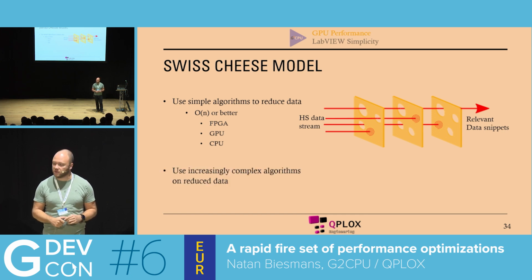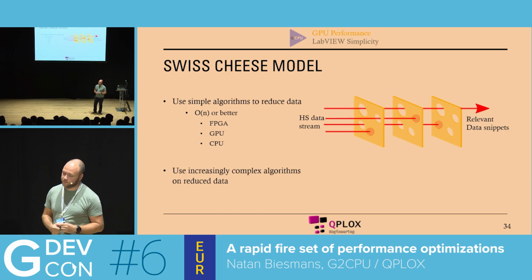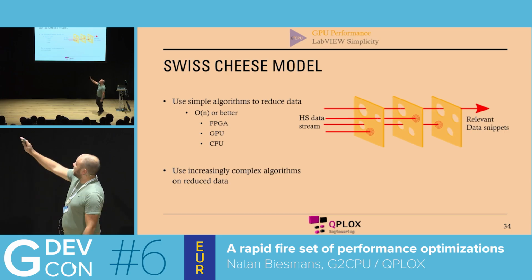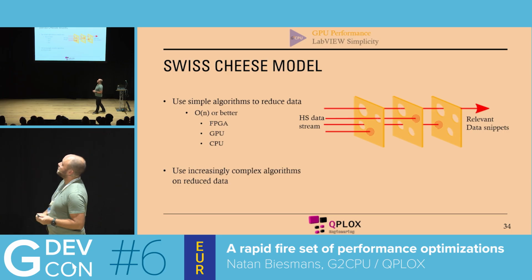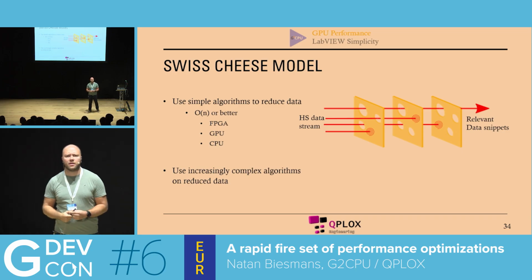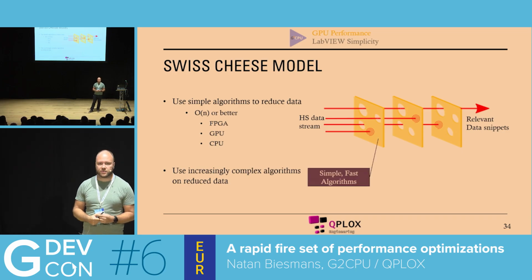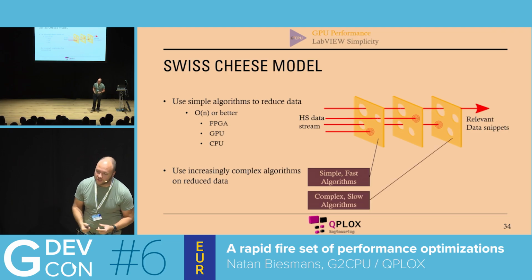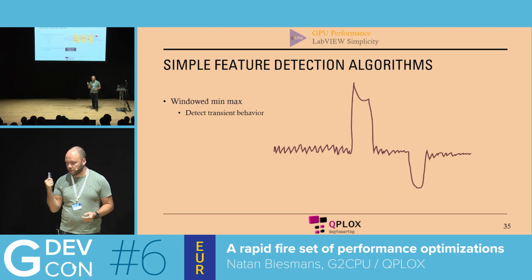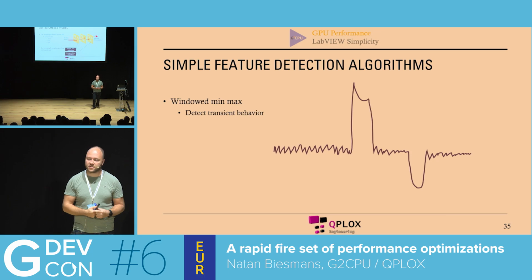And then as we go, we can use more complex, more expensive algorithms to further reduce the data. Now, what does that look like? Oh, sorry, simple fast algorithms, complex slow algorithms. Now, what does that look like?